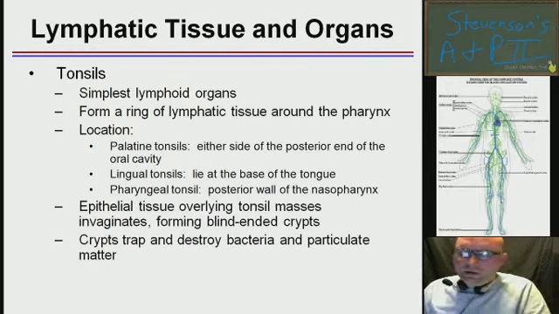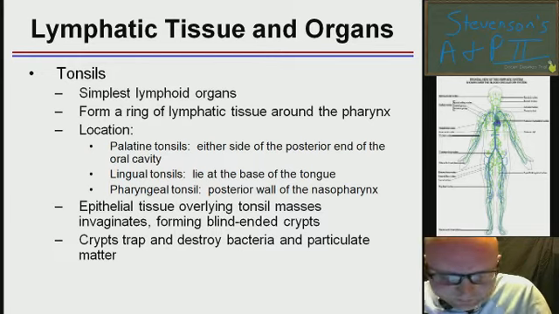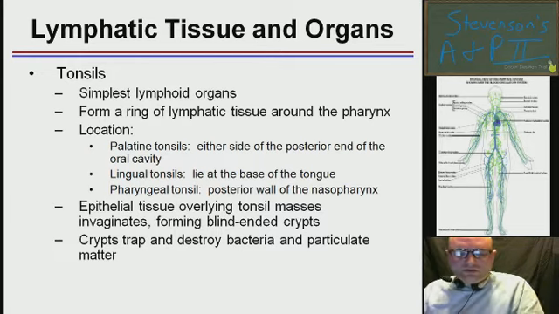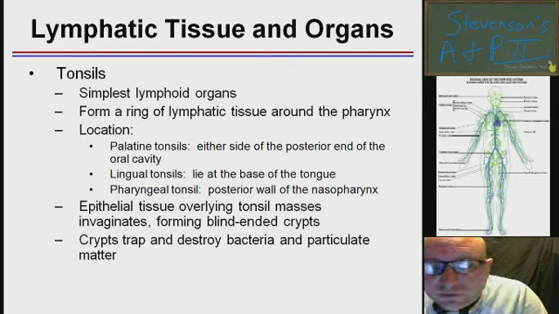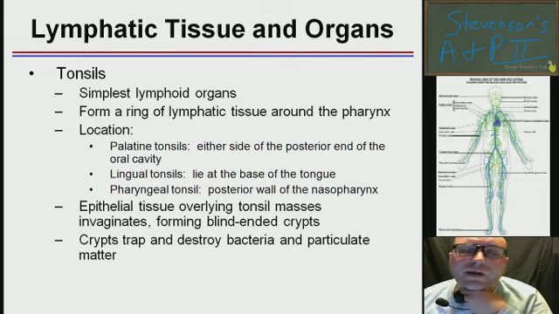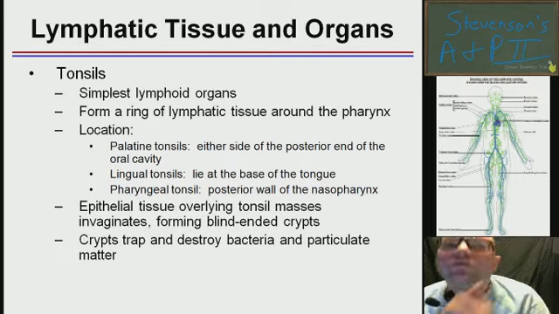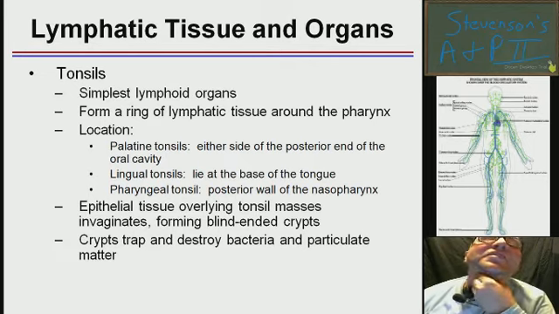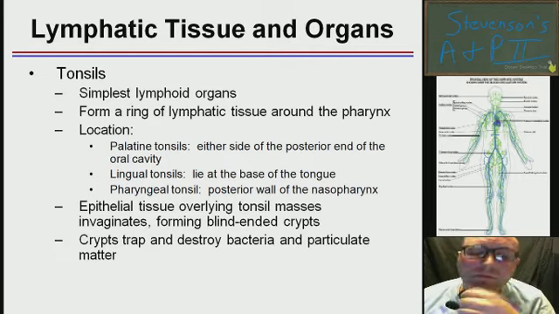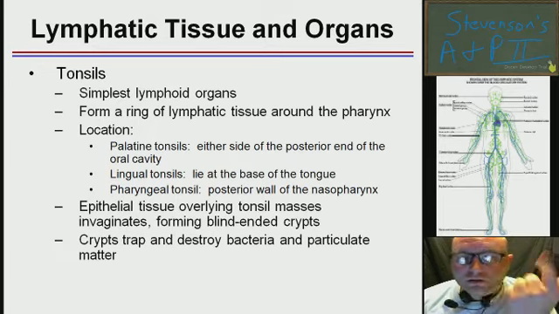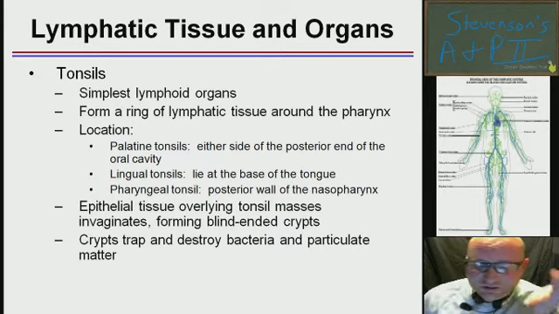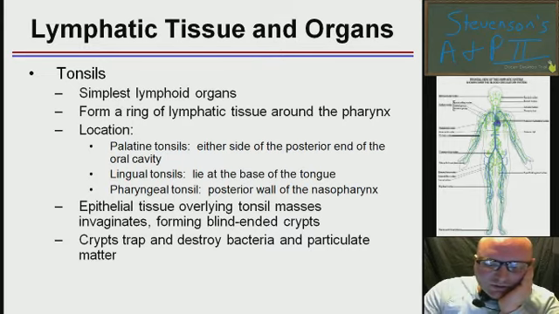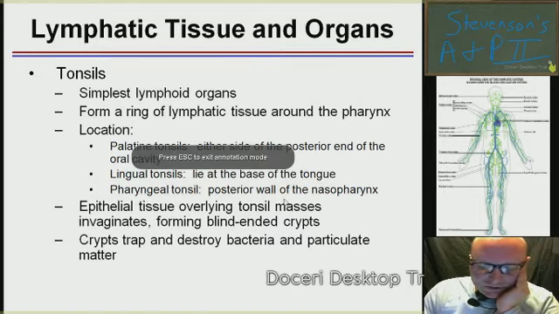Tonsils. Let's go ahead and talk about the tonsils. The tonsils are the simplest lymphoid organs, and they form a ring of lymphatic tissue around the pharynx, right back in here in the throat. If you look at your tonsils right at the back of your throat, right past your flap at the top, some people call it goose. What do you actually call that? That's going to be question number 2.